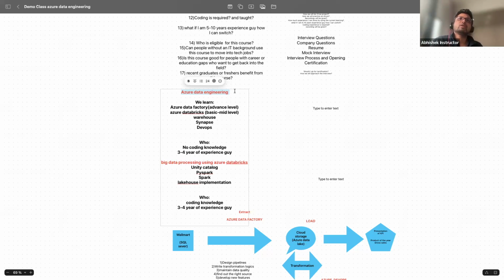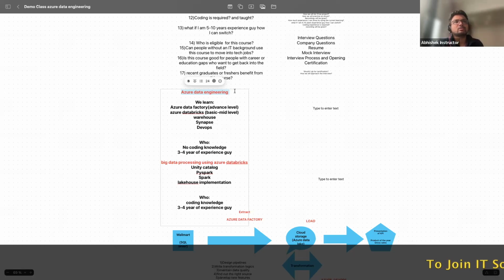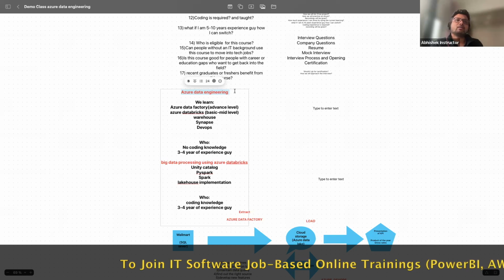Then slowly you can move to Databricks, if you want to learn more advanced PySpark processing and all of that. But you can start with data engineering. That will help you understand how the data is coming to the backend, how the data is coming to SQL storage or some sort of storage which you are using to connect with Power BI. That you can learn right now.